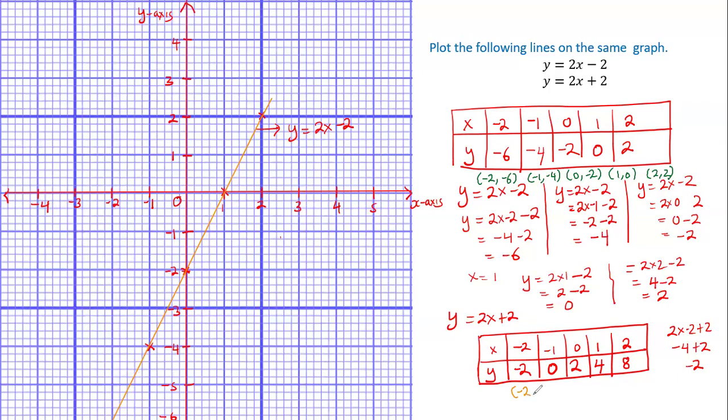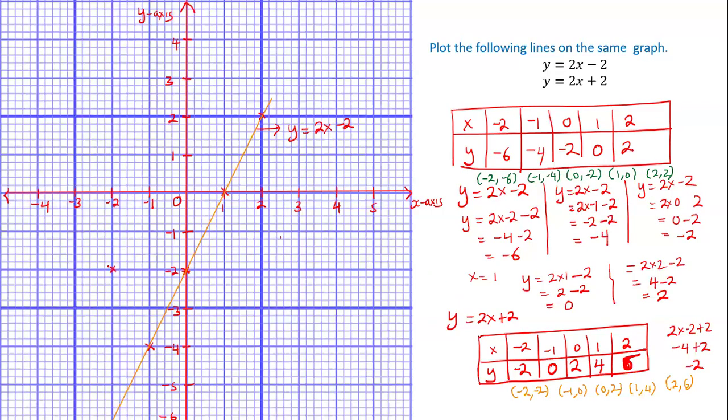So this will be -2, -2, -1, 0, 0, 2, 1, 4. Zara, here we are going. I think this is not 8. I'm saying it is 6, eh? Yeah. Okay. So here, this is supposed to be 6. Then we shall plot -2, -2.